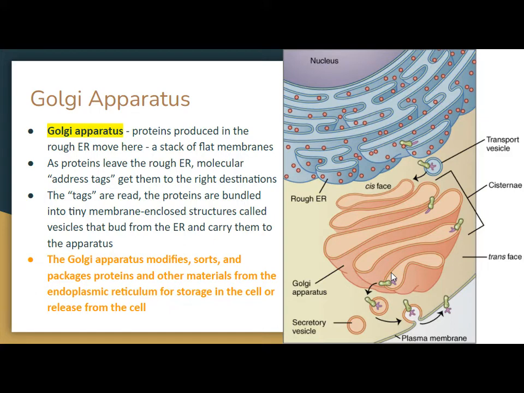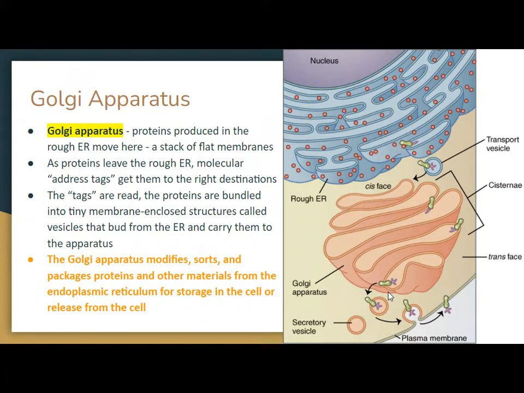The Golgi body then reads those address tags, and they are bundled into these little structures like this. So let's say this is a protein here, and it is moved from the endoplasmic reticulum, and the Golgi body gets it, and it moves through this, and again the tags are read. Then the Golgi apparatus literally breaks off part of its membrane, envelops that protein, and sends it wherever it's supposed to be.